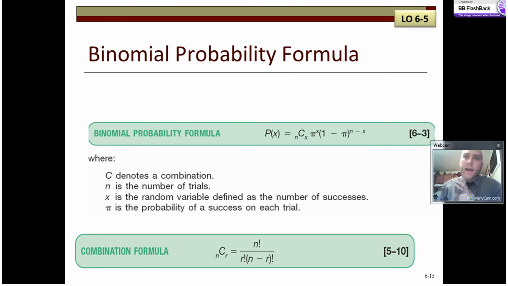So that is the number of failures you expect. The first part tells us about combinations. The second part says, if I want this many successes, I need to have this thing happen so many times. In other words, I need to have pi, or my probability of success, occur as many times as I need it to succeed. X, pi to the x.